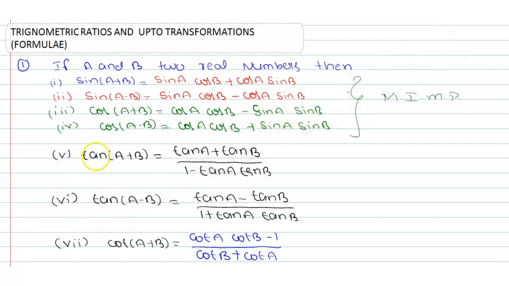And the fifth formula: tan of A plus B is equal to tan A plus tan B by 1 minus tan A tan B. Sixth formula: tan of A minus B is equal to tan A minus tan B by 1 plus tan A tan B.